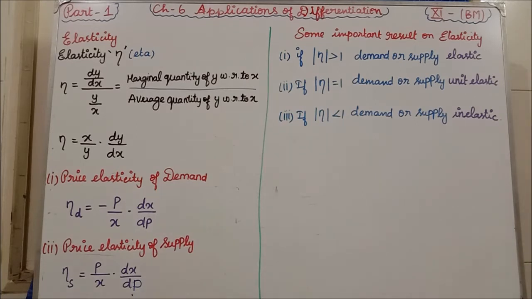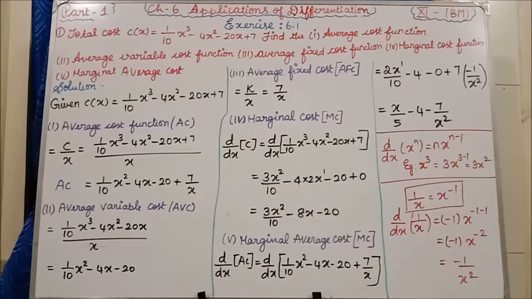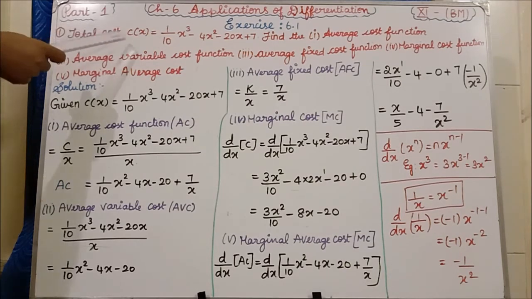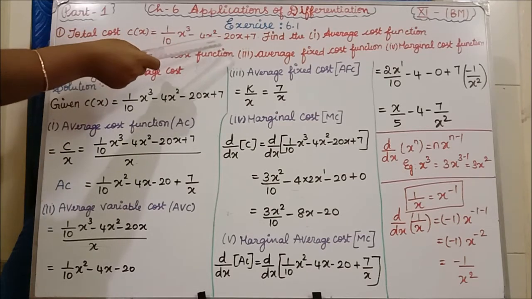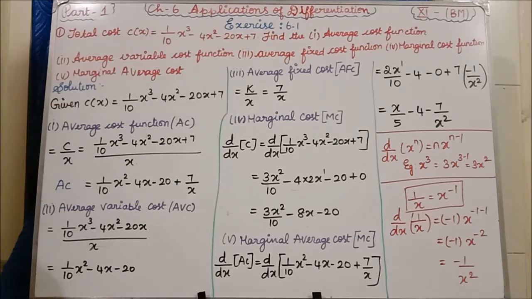Clear, all of you now? Now we will enter into exercise 6.1. We are now in exercise 6.1. This is your first question. I have written the question from the cost. I'll read it now. A firm produces x tons of output at total cost C of x equal to 1 by 10 x cube minus 4x square minus 20x plus 7.